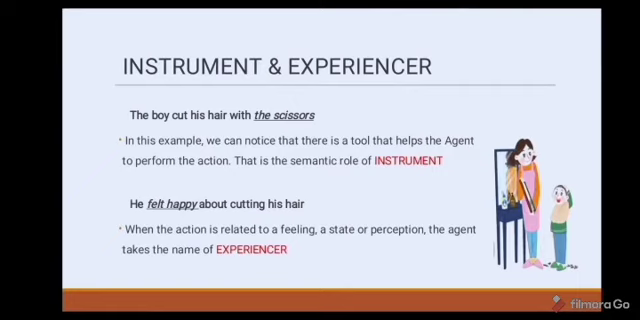Instrument and experiencer. The boy cut his hair with the scissors. In this example, you can notice that there is a tool that helps the agent to perform the action. That is the semantic role of instrument. He felt happy about cutting his hair. When the action is related to a feeling, a state or perception, the agent takes the name of experiencer.